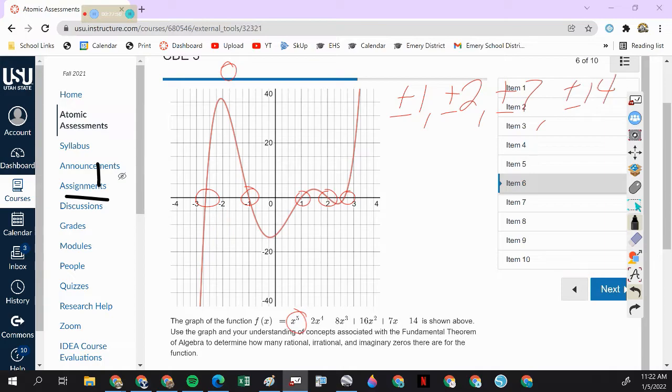So how many rational roots are there? 3. How many irrational roots are there? 2. And how many imaginary roots are there? None, because there are no leftovers, right? We have 5. So if you add up the rational and the irrational and you're short, then you will have imaginary roots, and they always have to come in pairs. Okay, does that make sense? Should be a pretty easy problem. Do you want to see another one? A couple yeses?